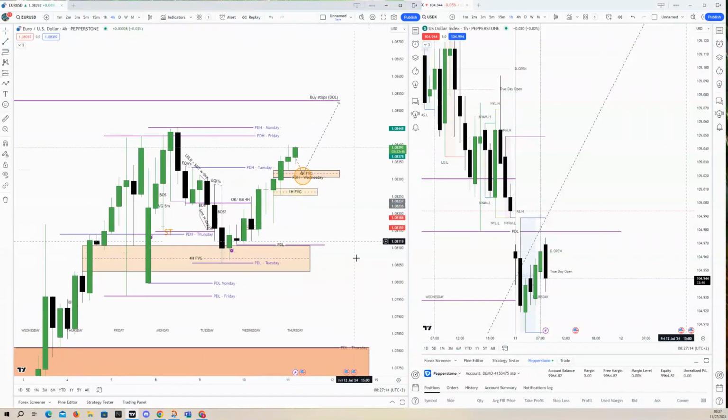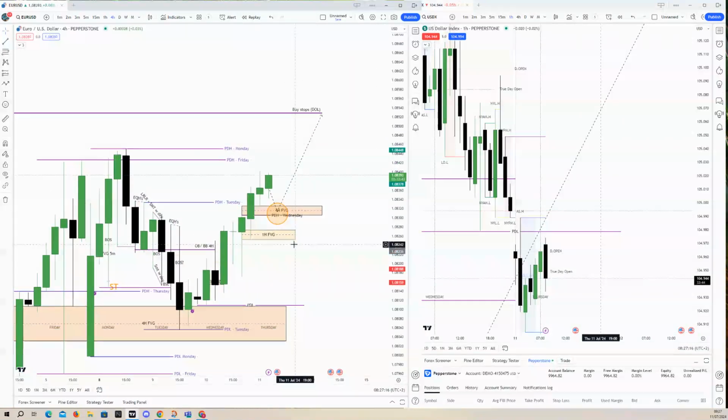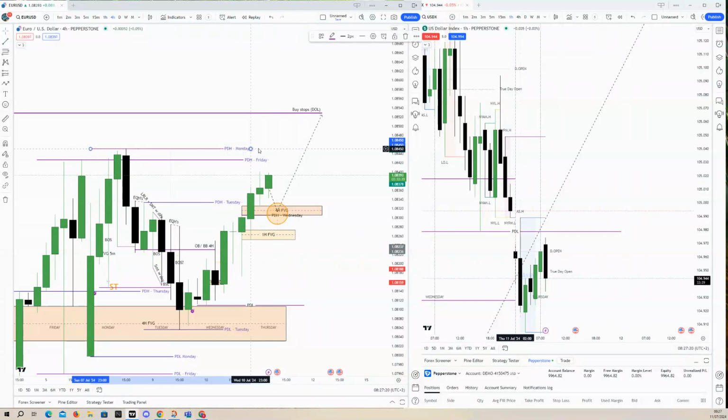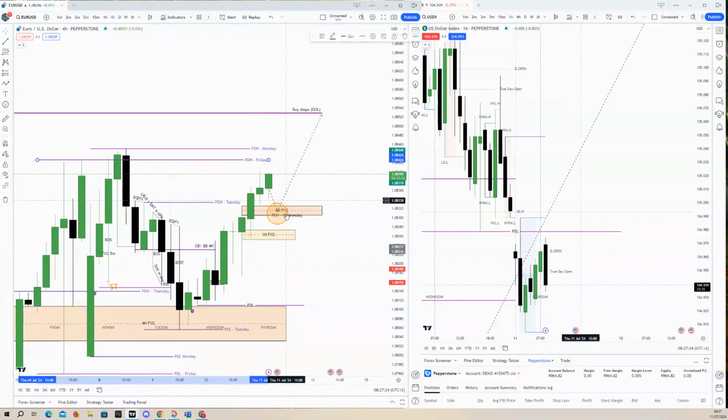On the 4-hour time frame, we can see all bullishness. First up are these targets, these previous day's highs, Monday's and last week Friday's. We're already almost there. So as you can see, the price is moving up already and might not retrace back to this level, in which case it's not a trade for me.